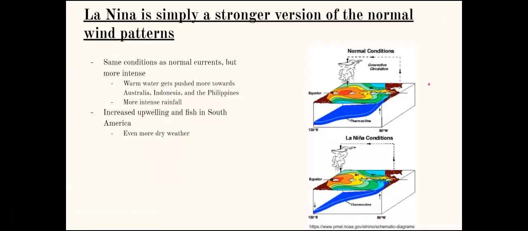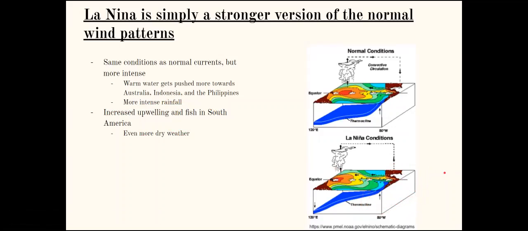And now La Nina is simply the opposite of that, where the normal wind patterns are just made stronger. So La Nina is same conditions as normal, but more intense. This means warm water gets pushed even more towards Australia, Indonesia, and the Philippines. What this can result in is more intense rainfall. And in South America, you get increased upwelling in fish in South America, even more dry weather.